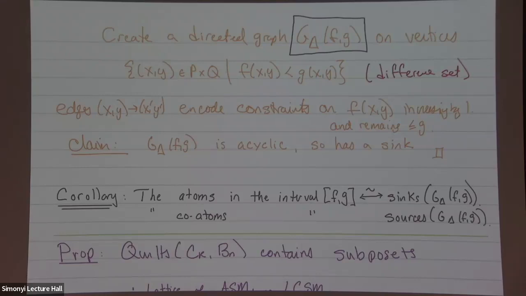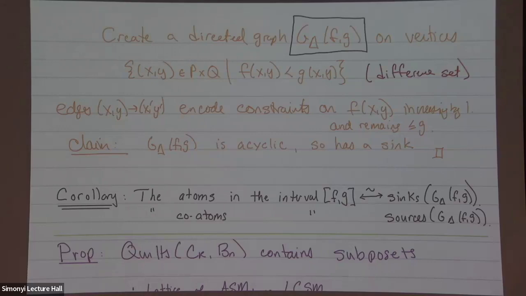But if it's not the same as F, if G is different from F, there's definitely at least one place where some value X, Y, where they differ. And look at all of the vertices where F of XY is strictly less than G of XY. So that's the difference set. And we want to put some edges on there to encode when the constraints exist that you can't bump up.